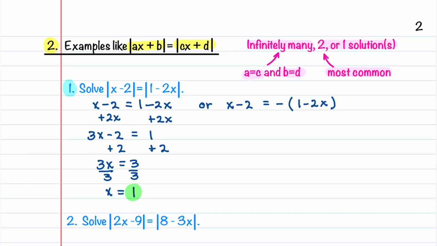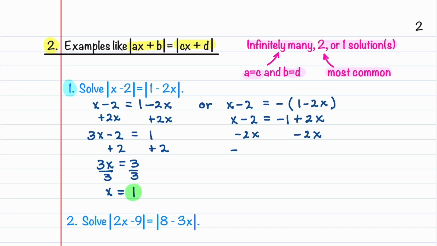Now let's work on our second piece, the one on the right. The first thing we want to do for this piece is distribute that negative that's on the right-hand side. This then becomes x minus 2 is equal to minus 1, and then we have a minus negative 2x, so that becomes a plus 2x. Now let's go ahead and pull our x's to the left. So we're going to subtract 2x from each side.